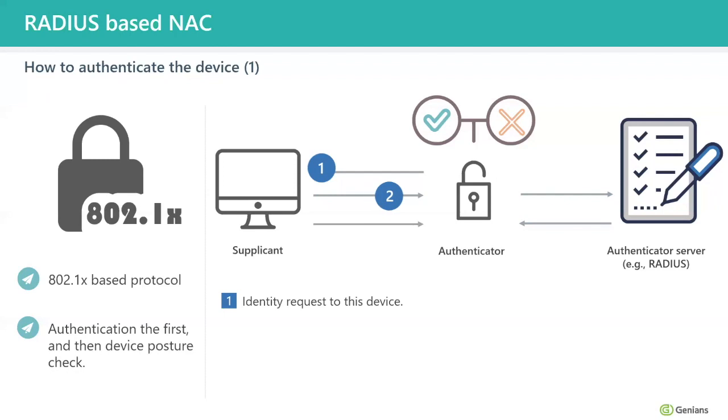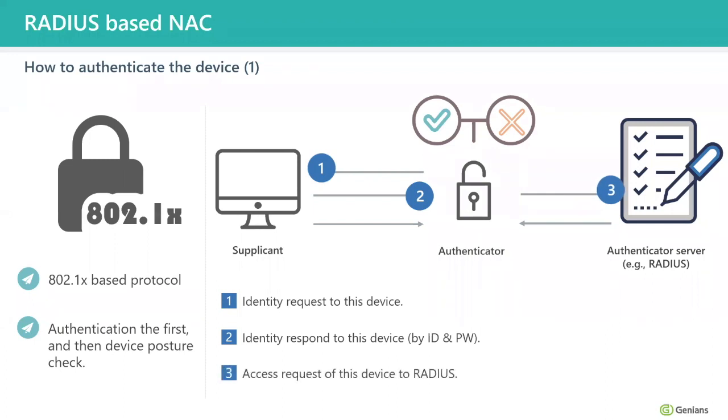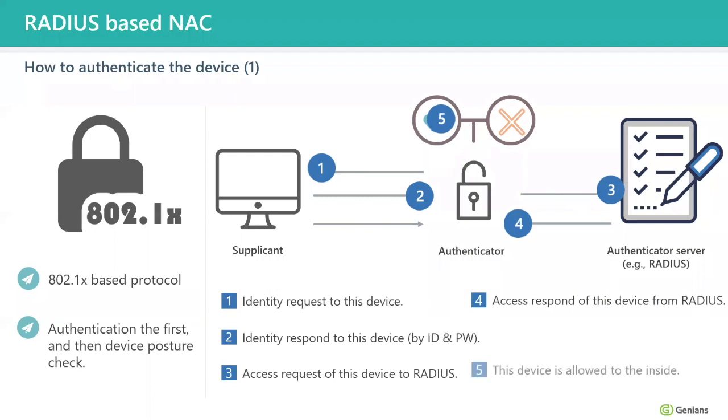The device responds with its own identification, an ID and password, to the authenticator. The authenticator gets this information and asks the authentication server whether this information is already on the list. We call this RADIUS. RADIUS checks if this information is already registered or is a new one. If the device's ID and password have been registered, this device is allowed to access the inside.